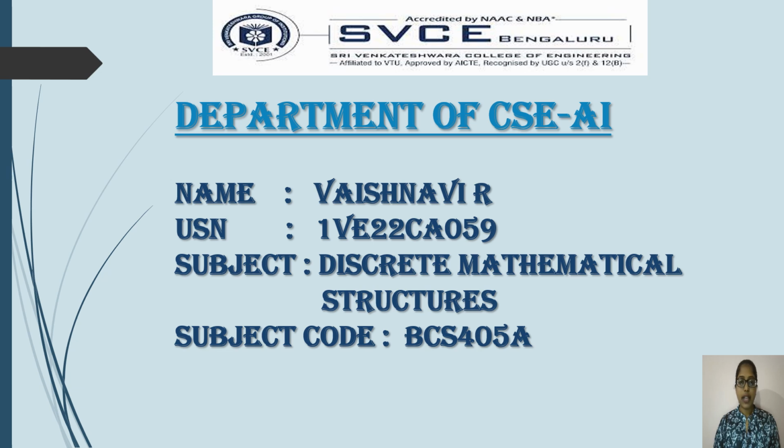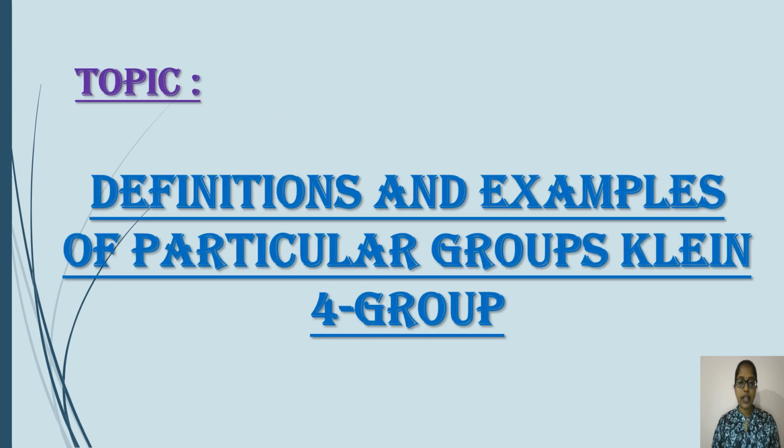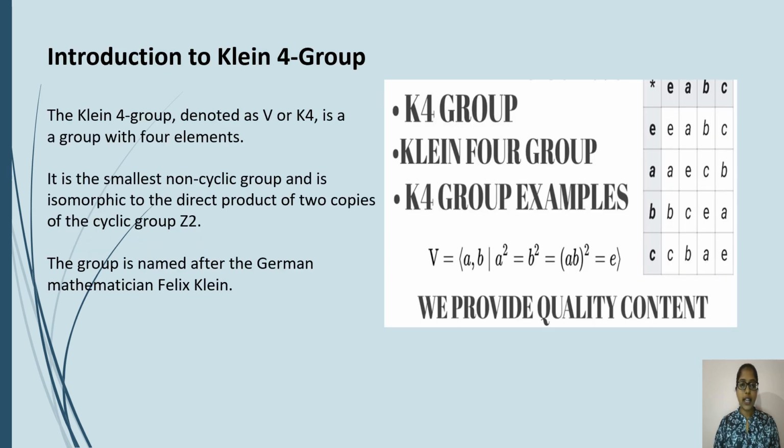Today in this video, I will be discussing definitions and examples of particular groups, the Klein-4 group. Introduction to the Klein-4 group. The Klein-4 group, denoted as V or K4, is a group with 4 elements. It is the smallest non-cyclic group and is isomorphic to the direct product of two copies of the cyclic group Z2. The group is named after the German mathematician Felix Klein.